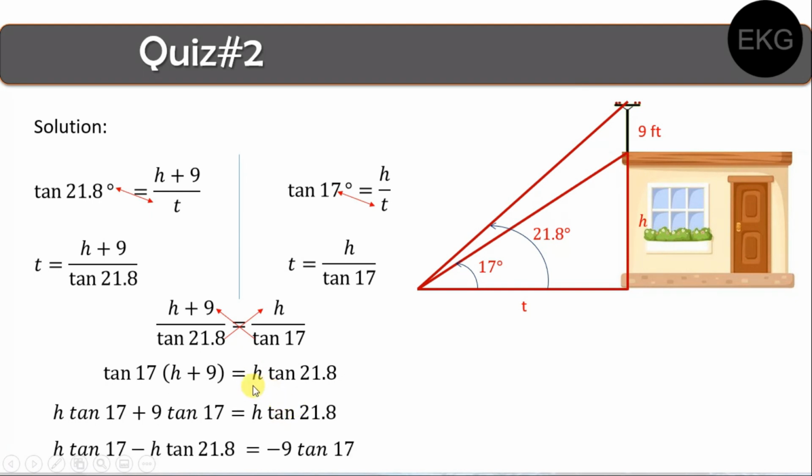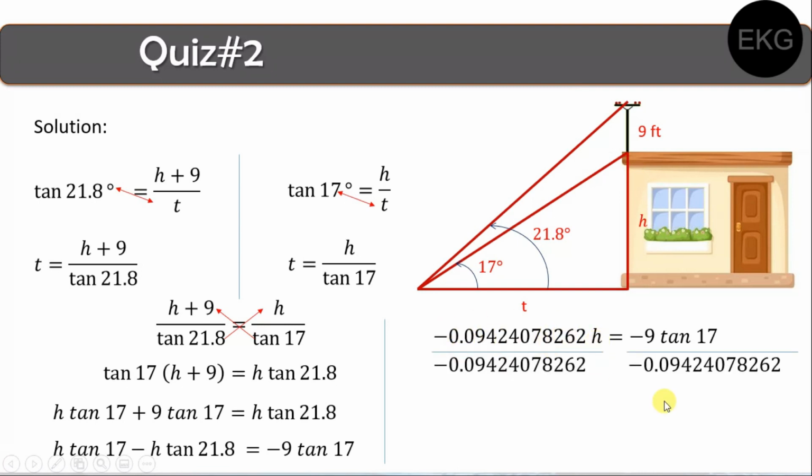Pag nilipat natin ito sa kabila, magiging negative. Ito naman, pag nilipat sa kabila, magiging negative. Now, tangent 17 minus tangent 21.8, ito yung mangyayari. Ito yung magiging result. To solve for h, we divide both sides by this value. Okay? Para makancel out yan, at kung tama yung pag-input natin sa calcu, then h is equal to 29.2 feet. Okay? So that will be the height of the house.